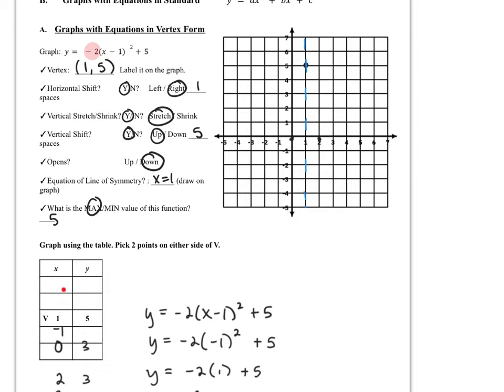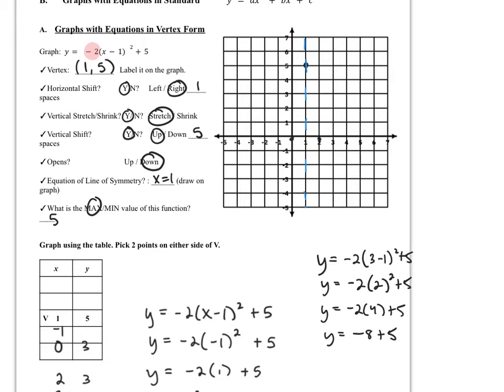Next, I can choose to replace x with either negative 1 or 3 because they're going to have the same y value. I'll probably use 3 since I won't be dealing with a negative inside the parentheses. So 3 minus 1 squared plus 5. So 3 minus 1 would be 2. Remember to follow PEMDAS, so we're going to square 2 to get 4, which would be negative 8 plus 5 for a y value of negative 3. And so that's going to bring me here on my parabola. And again, I can see that this is doing exactly what I want it to do. It's a downward facing, narrower parabola compared to the parent.